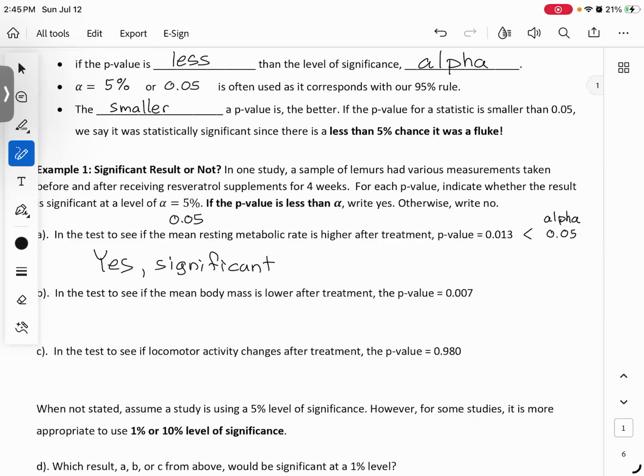In other words, if they were to do the test maybe a second time with lemurs, they would once again see that the resveratrol leads to a higher resting metabolic rate.